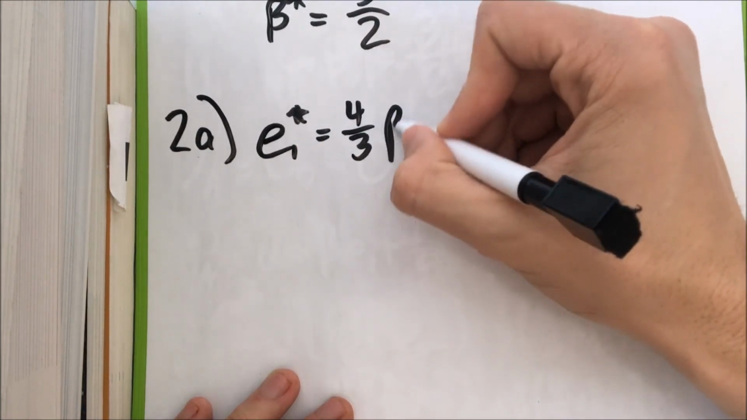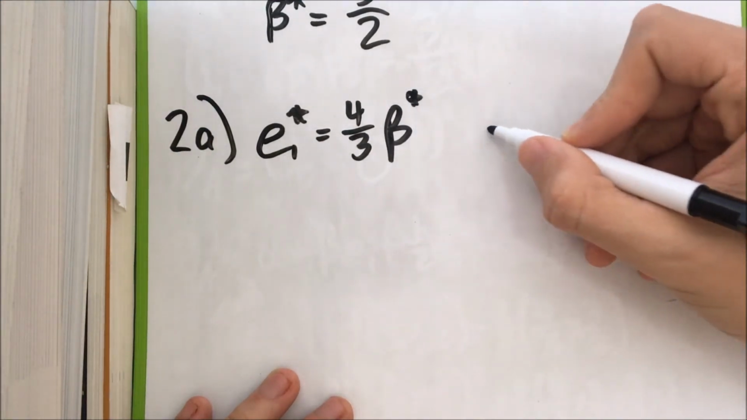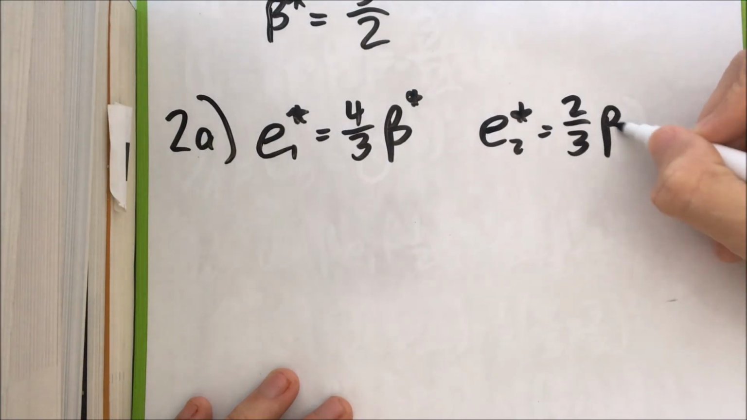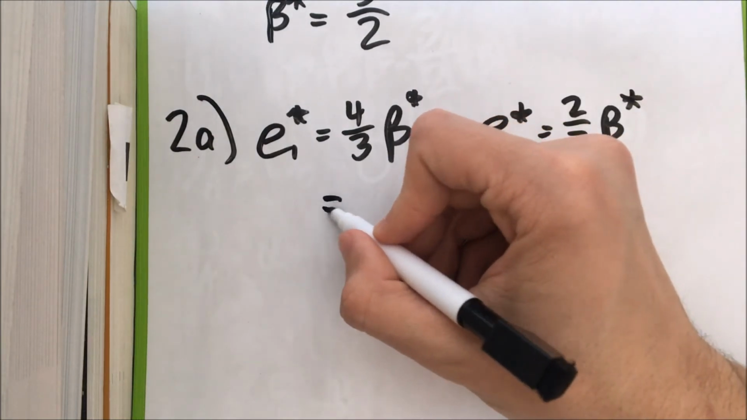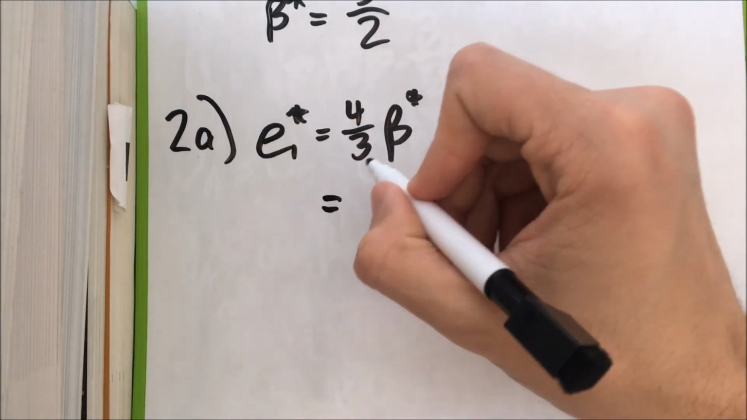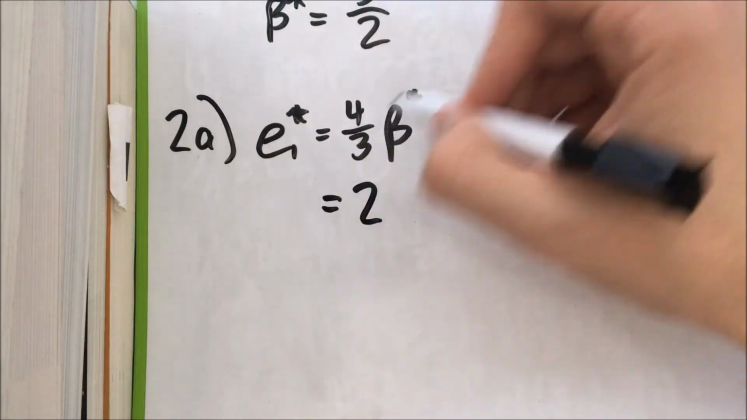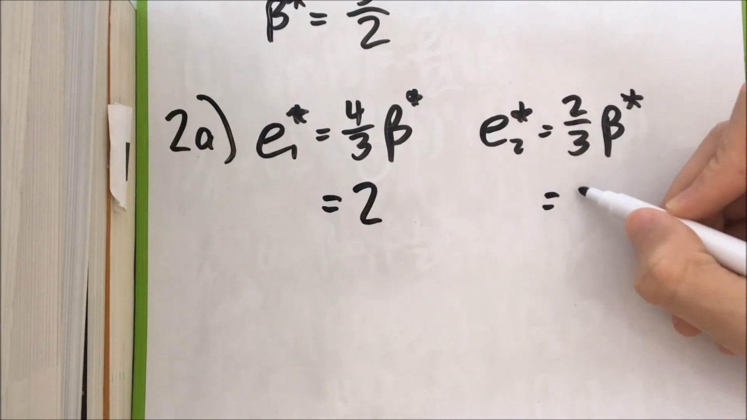4 on 3 beta into this task, and E2 is 2 on 3 beta star, which if we sub in our 3 on 2, this will induce an effort level of 2, because 4 on 3 times 3 on 2, cross out 3, 4 on 2, yep. And for this, it'll be 3 on 2 times 2 on 3 equals 1.